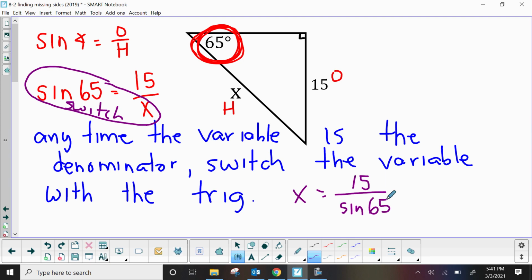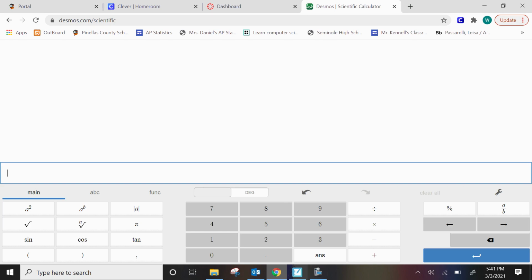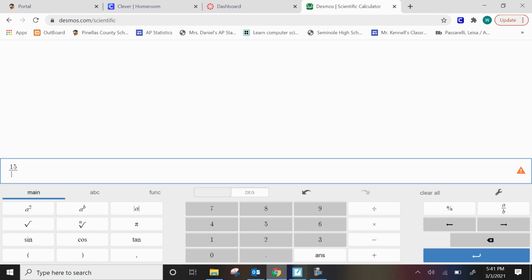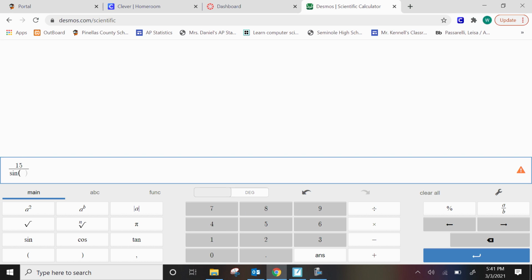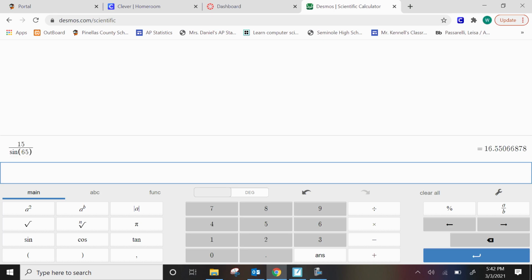Okay, now this is all calculator work. This is strictly calculator work. So with the calculator that I have, the Desmos, I can easily just type it just like that. Watch. 15 divided by sine of 65. See how it shows up just like I just wrote it. 15 divided by sine of 65. I hit enter. There's my answer. 16.55. I'm going to round to the nearest tenth, which means 16.6.